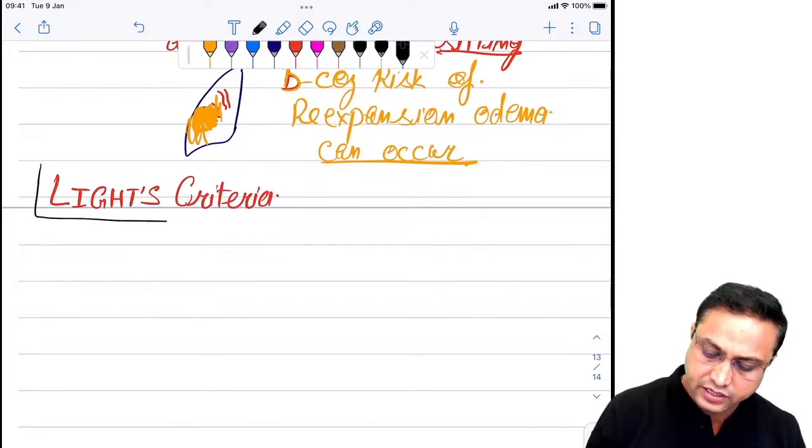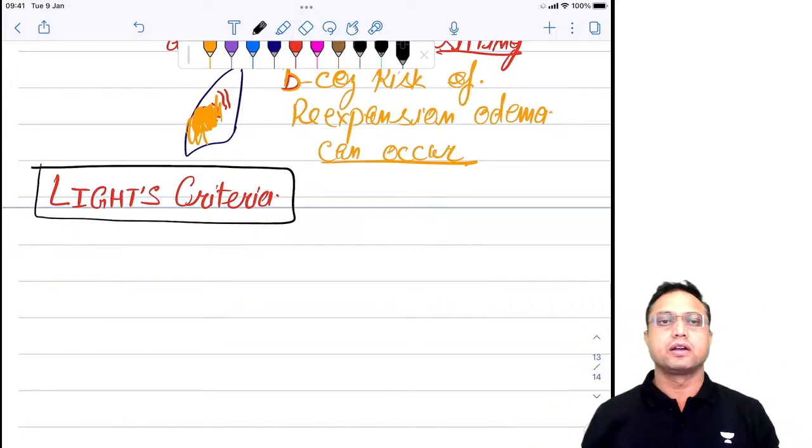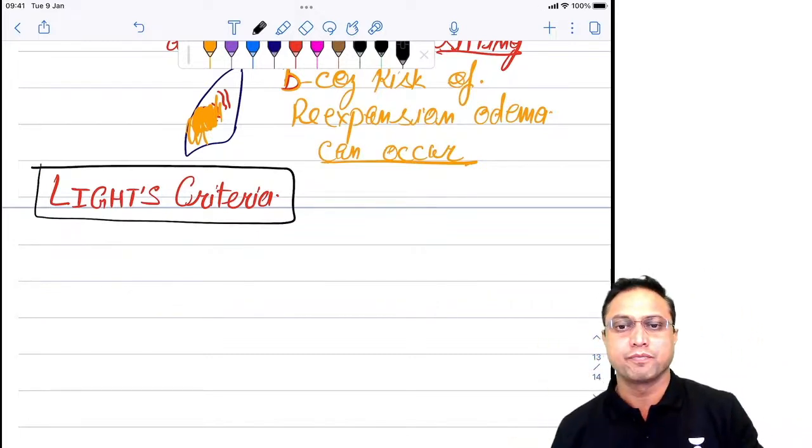Now, why is it Light's criteria? Why is it not tube light? Why is it not fan criteria? Or why is it not AC criteria? Just a joke, guys.